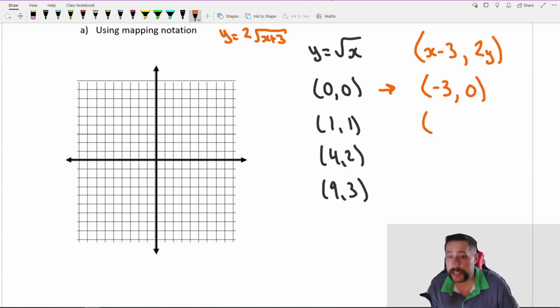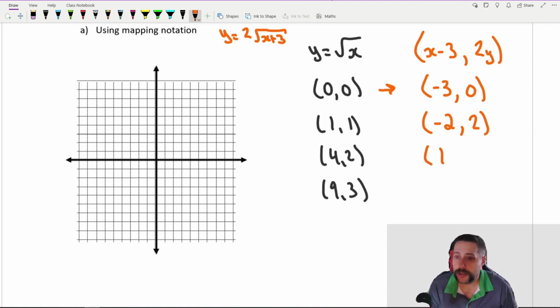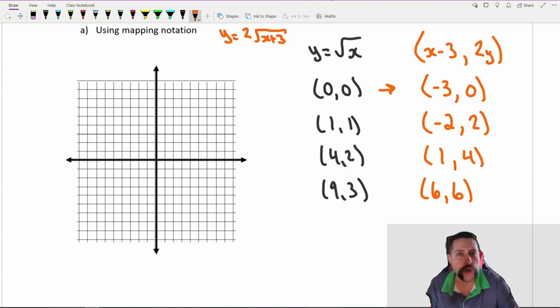This next one, we're going to subtract 3, so we get negative 2, and then we multiply the 2 by 1 for our y value, which gets the value of 2. Next up, we subtract 3, so we get 1, and then 2 times 2 gives us 4. And the last one here, we have 9 minus 3, which is 6, and then 2 times 3, which is also 6. So those are our new points.